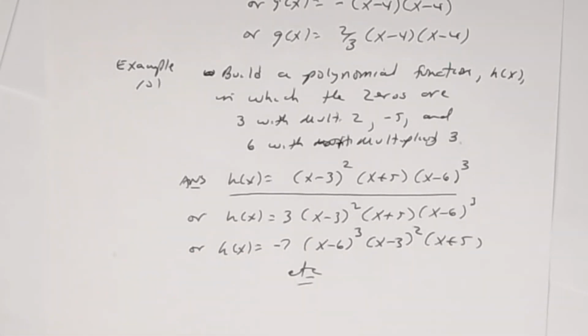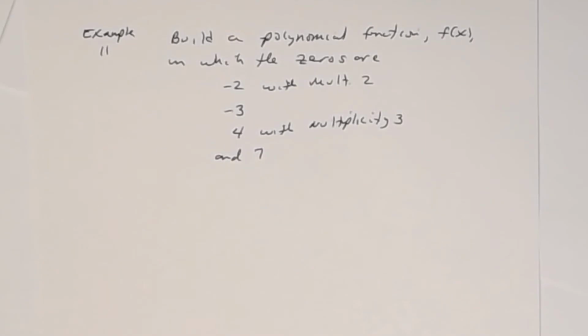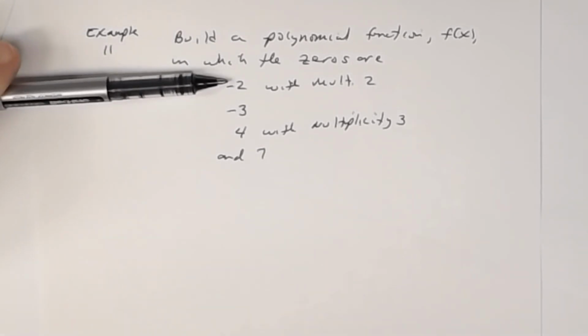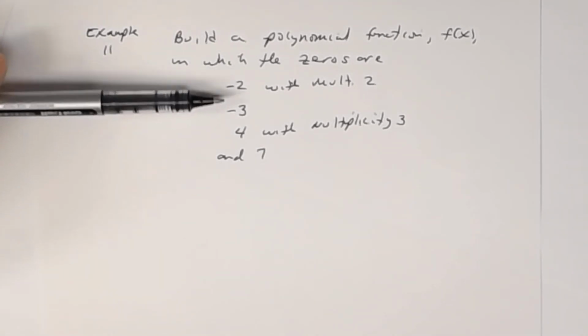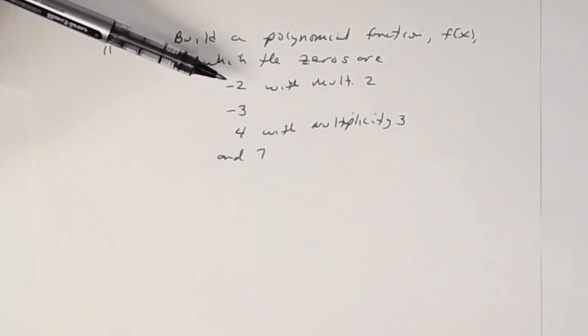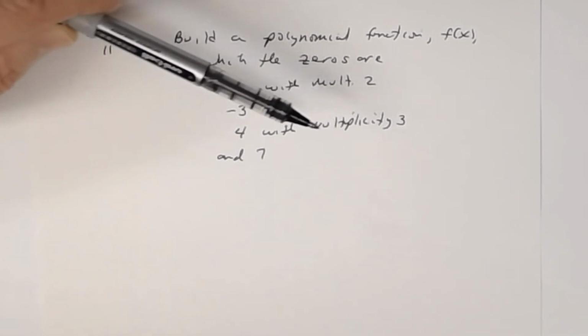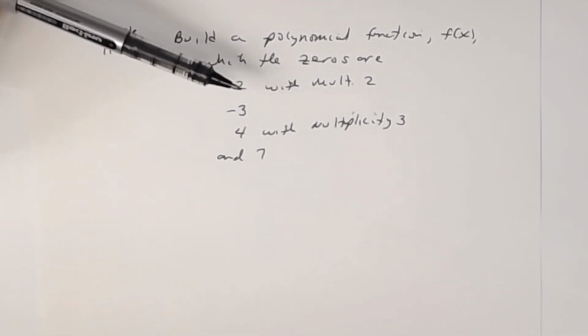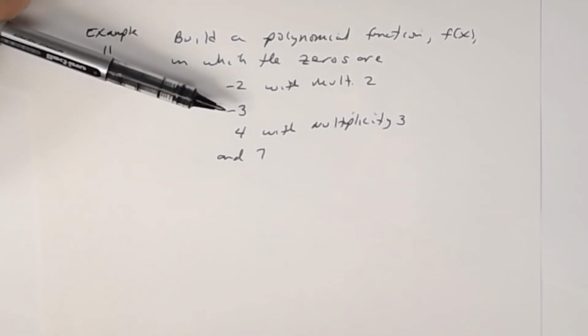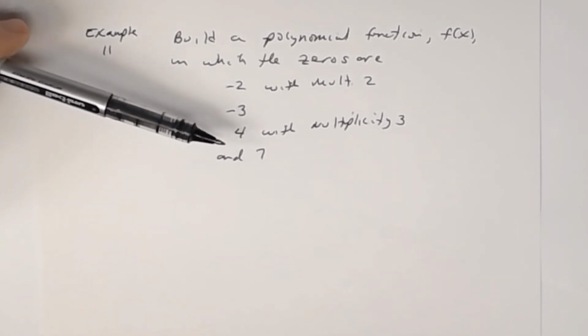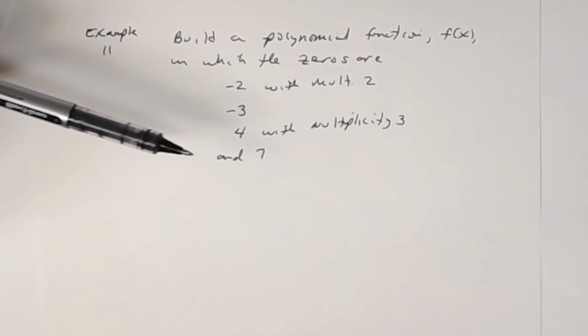Let's look at example 11. See, it's not that difficult. It's fairly easy to deal with. All right, let's look at example 11. So build a polynomial function f of x in which the zeros are, and there are 4 distinct zeros, -2 occurred twice, and 4 occurs 3 times, right? Notice -3, there's no multiplicity listed with it, so assume that -3 only occurs once. And assume 7 only occurs once. All right, it's a 0 only once.